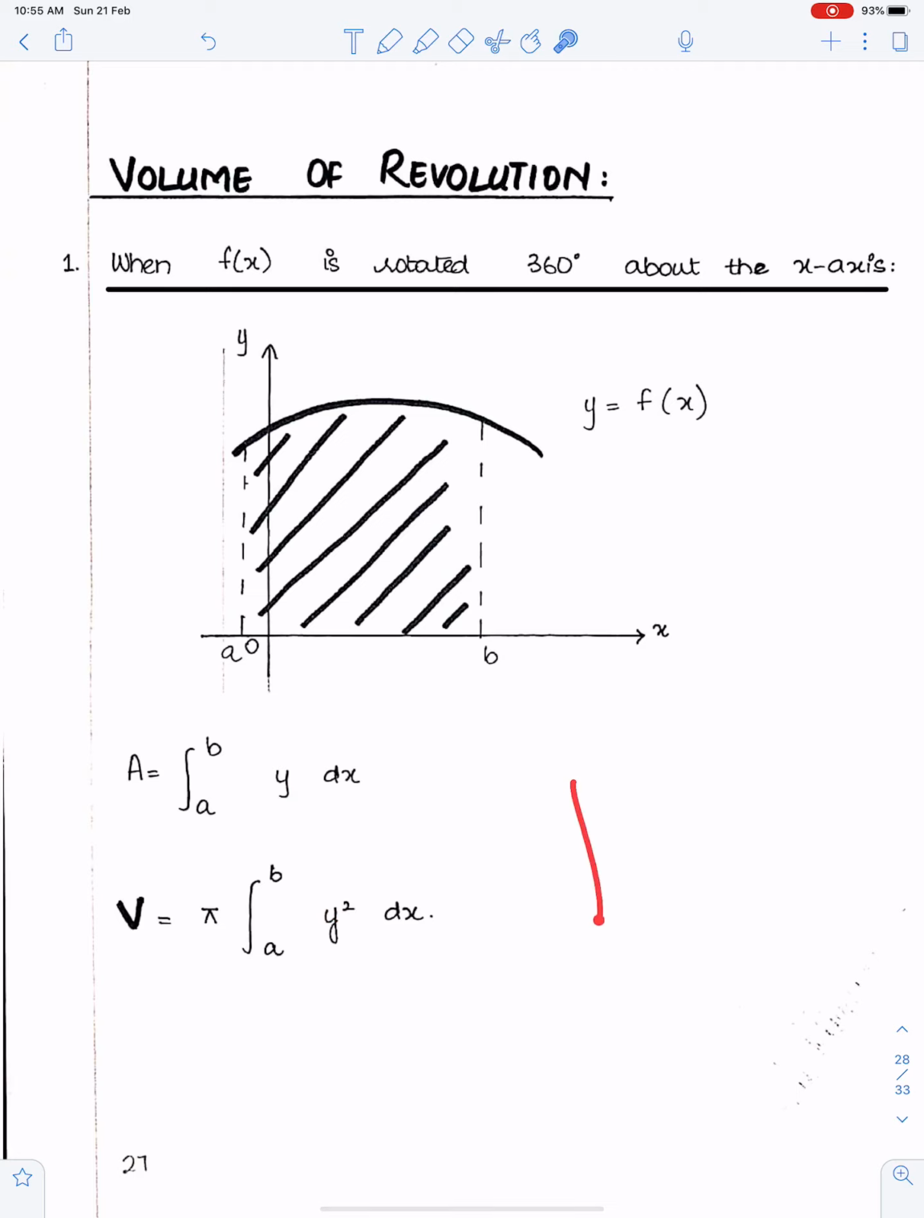If you want to learn this formula, you can just make a few changes in the area formula. Just write pi in the area formula and write the power 2 of this variable. This is the formula of volume of revolution of 360 degrees about the x-axis of this curve.